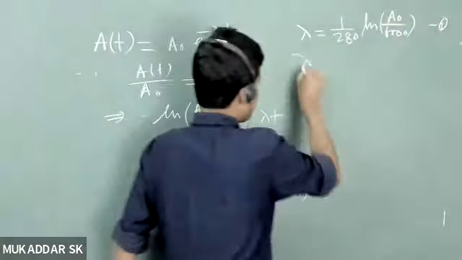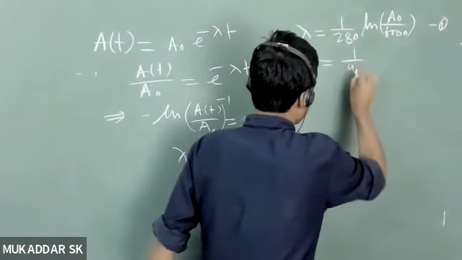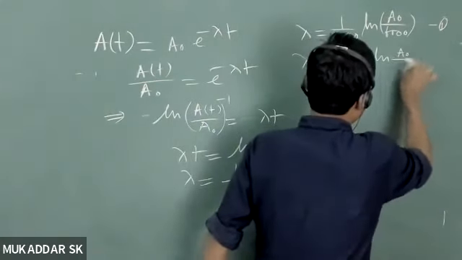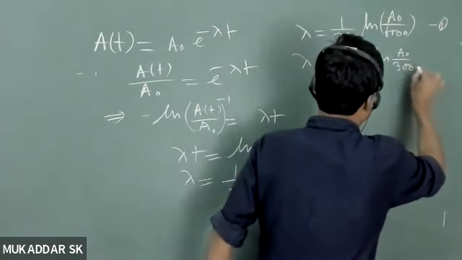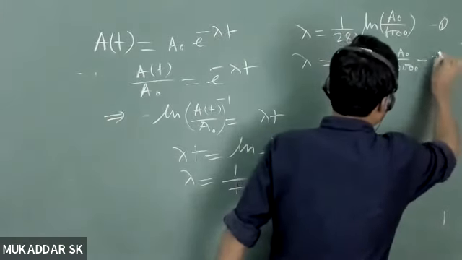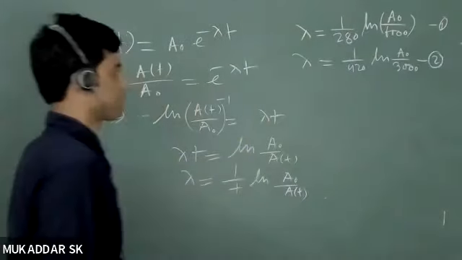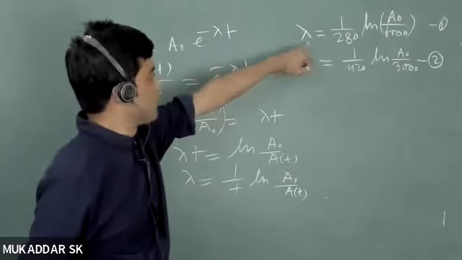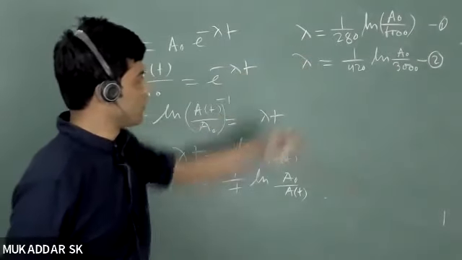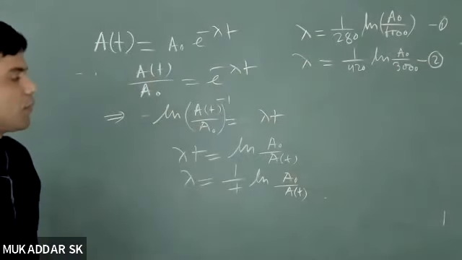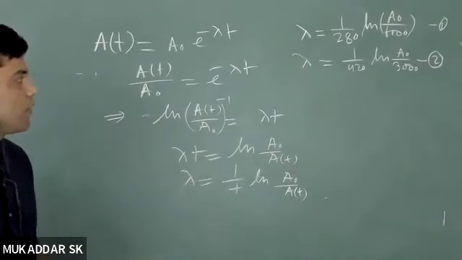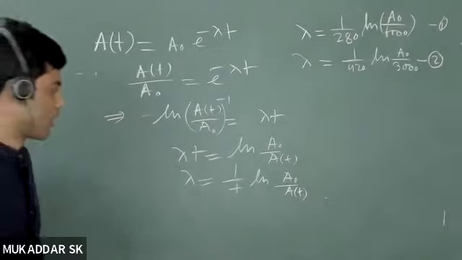Now substitute the time equals 420, then your A will become how much? That is given, 3,000. Let us take this as your equation number 2. For any given sample, the decay constant is constant, right? So it is independent of time for a given sample. After 280 days it will be the same, after 420 days it will be the same.